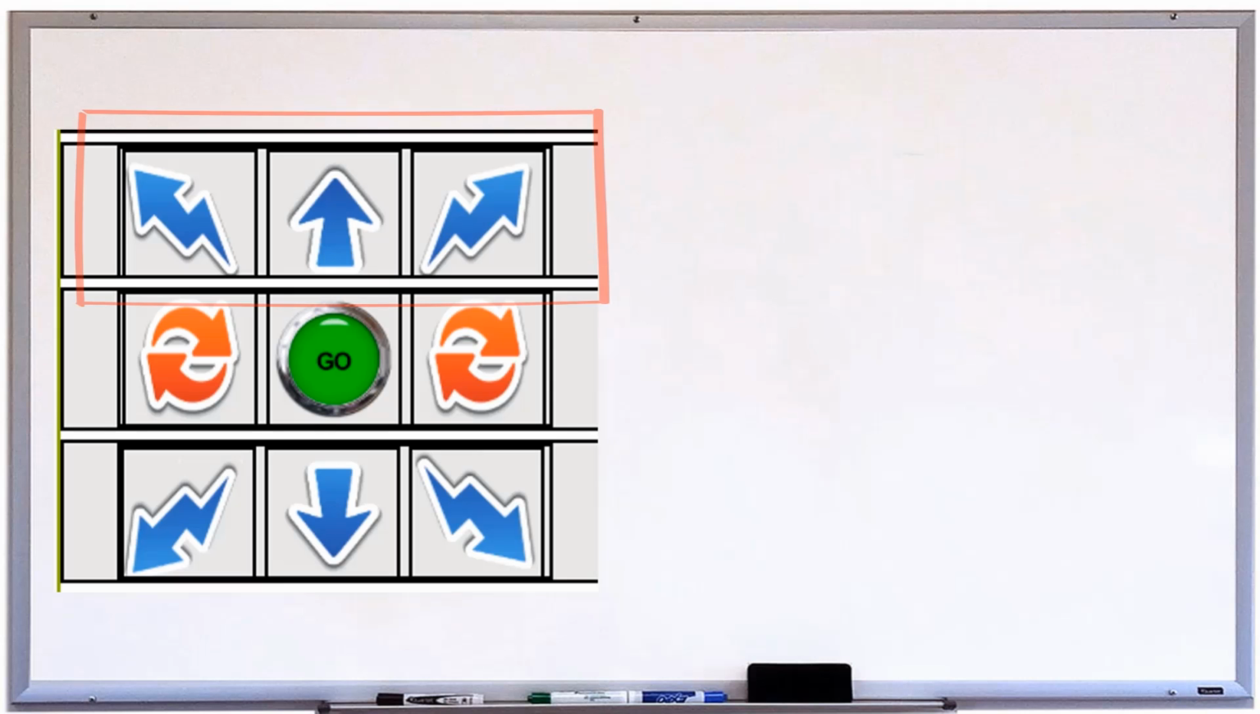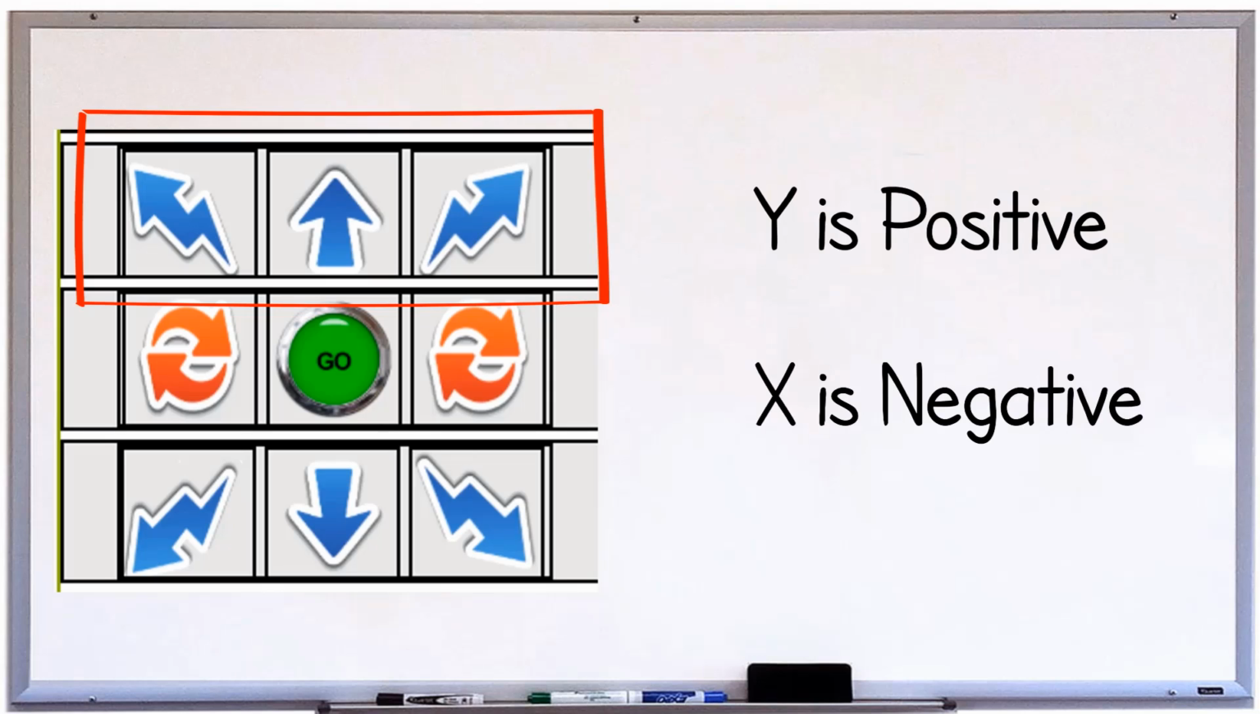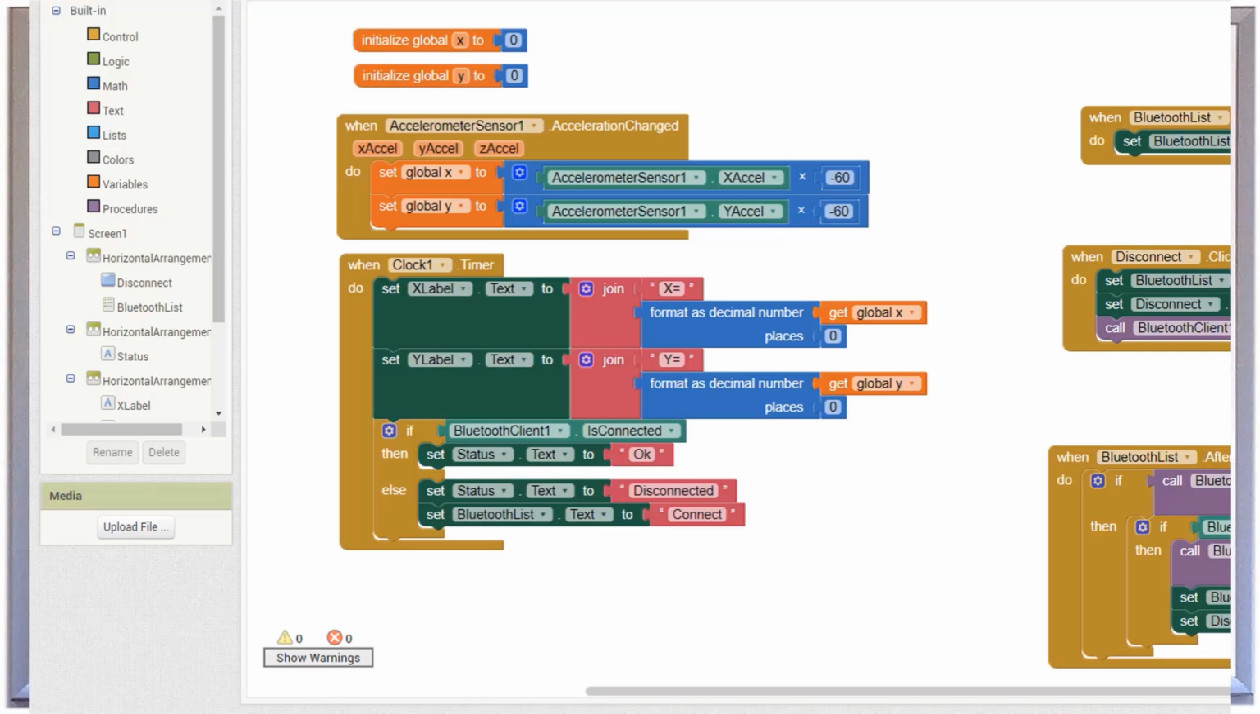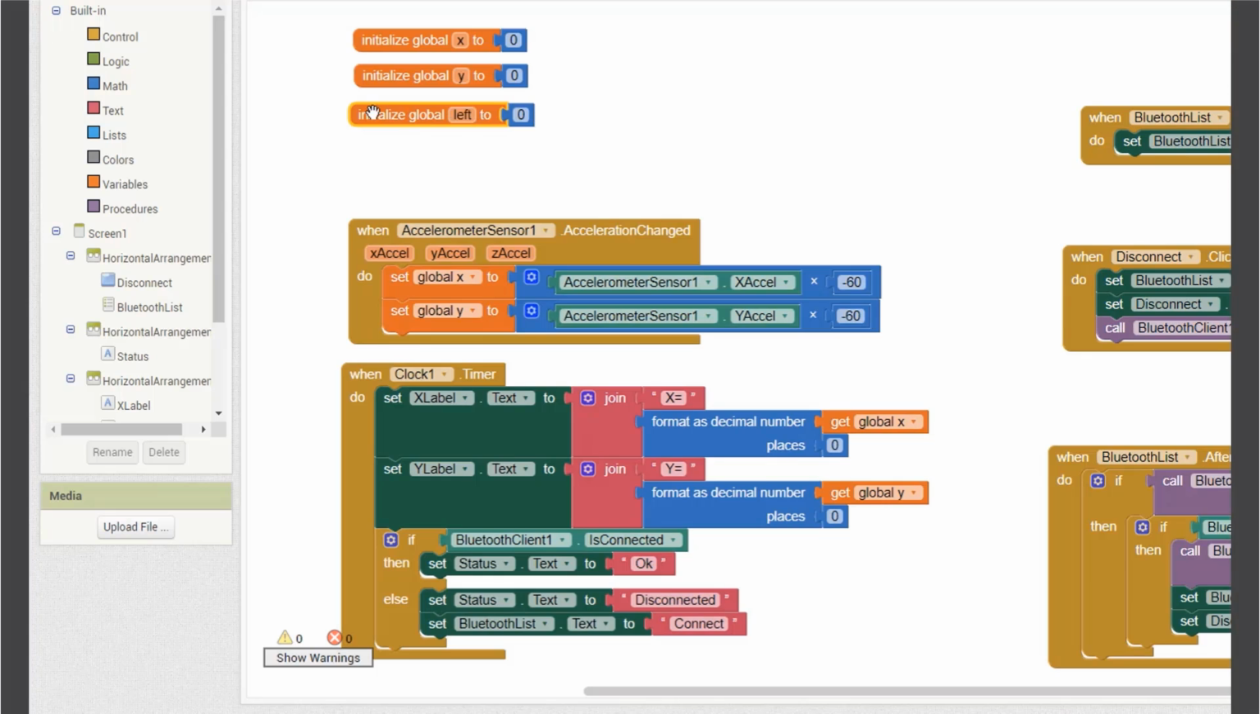Our first task is to program for the forward motion. In that case, y is positive and x is either negative or positive. Let's set an if statement capturing that situation. We'll create two global variables to indicate the left-right direction and forward-reverse direction.